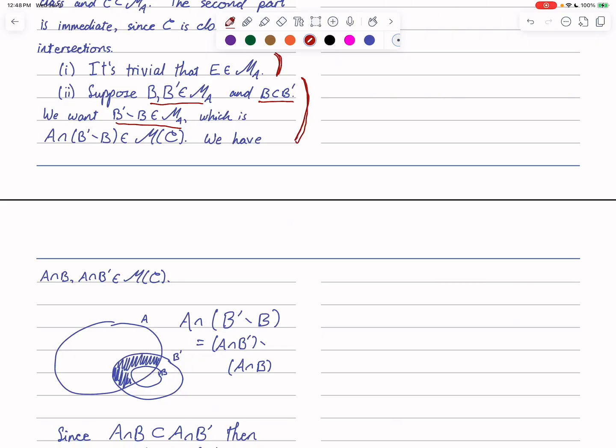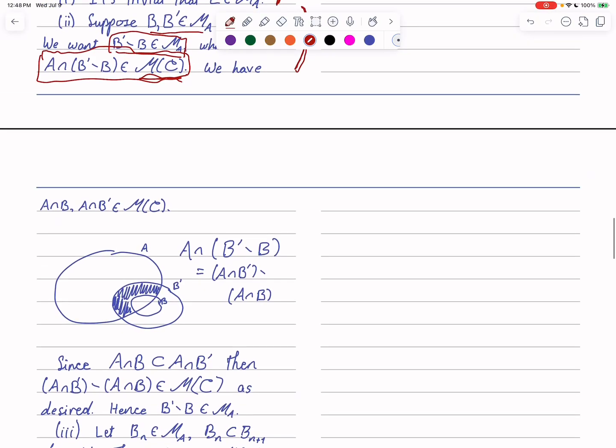Now, showing that this relative complement is in M sub A, by definition of what M sub A is, is the same thing as trying to show that A intersect that set is an element of the monotone class. Now, let's note that by assuming that B and B prime are in M sub A, this is just telling us that A intersect each of them is in the monotone class.